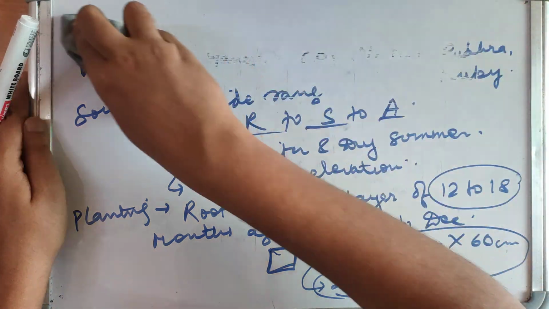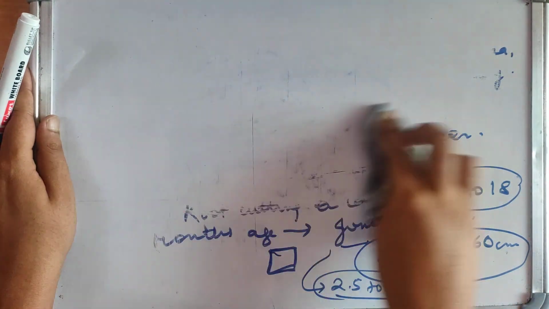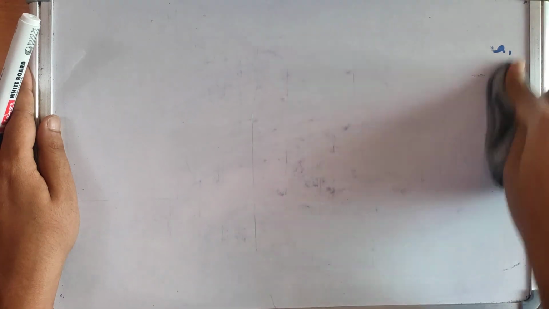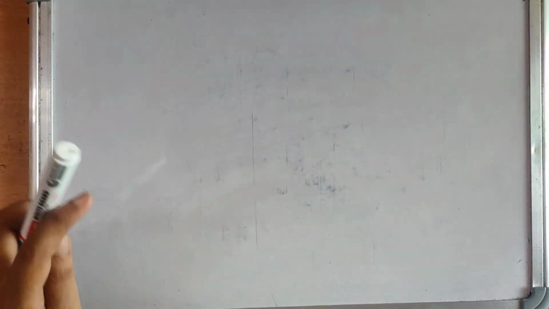Now moving on. Irrigation should be provided in 4 intervals.